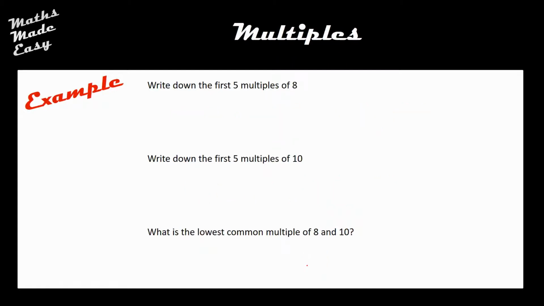Okay, moving on to multiples. So remember, these things are times tables effectively. So the first 5 multiples of 8, dead simple, 8, and people sometimes forget that the first multiple is the number itself, but this comes from 8 times 1, and then 16, remember this is 8 times 2, and 24, and 32, 40. So these are the first 5 multiples.